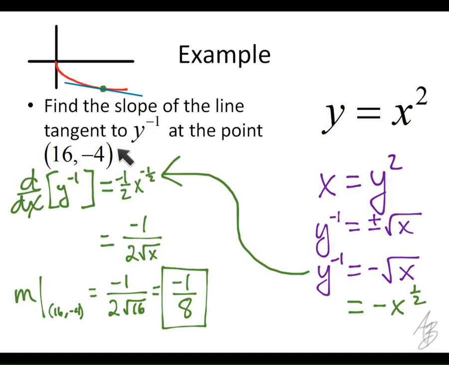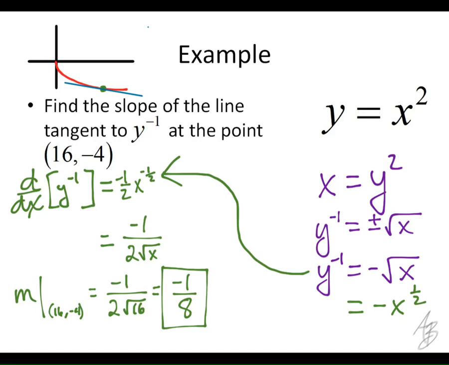16, negative 4. If I put 16 in for x here, 16 squared is 256, and we have y equals -4. So is -4 equal to 256? No, so that's not a point on the original function. If I plug it in here, put 16 in for x and -4 in for y, this is the inverse, we end up getting a point that works here. Which means that 16, -4 is a point that's on the inverse, not the original function. Does that make sense? Okay.